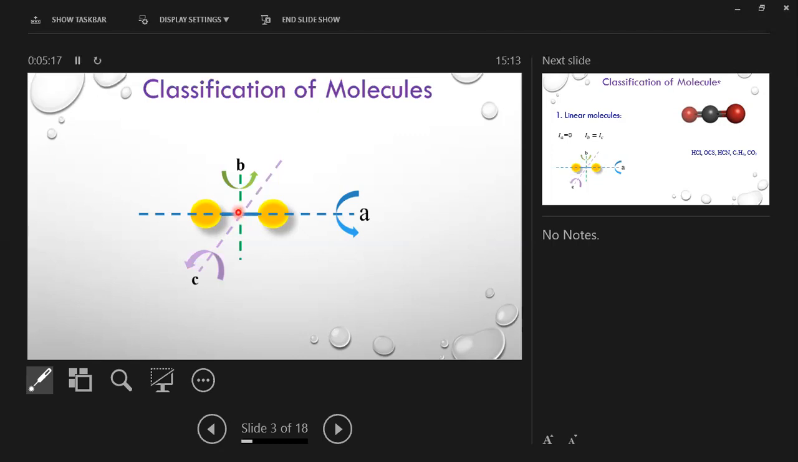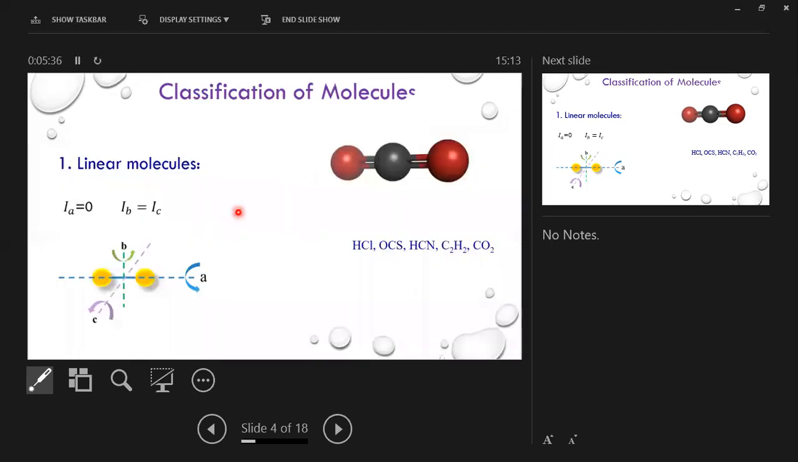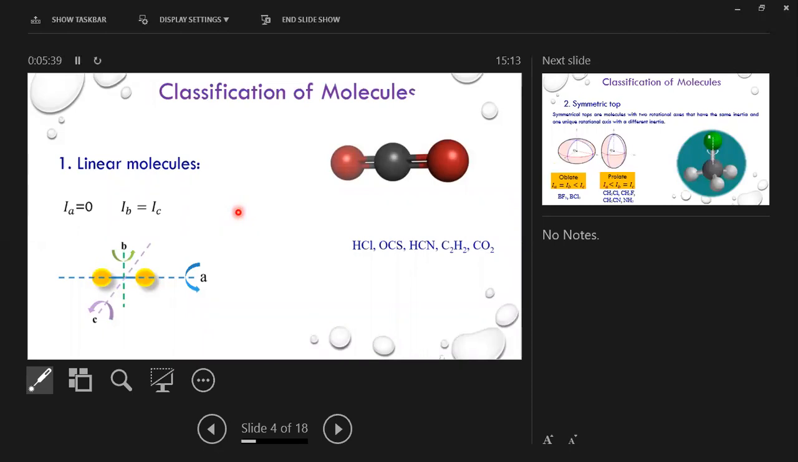Now these IA, IB, and IC, all three quantities may be equal, any two of them may be equal, or all of them may be unequal. Depending on that, and on the atomic arrangement, we have the following classification of molecules. The first one is the linear molecule. As the name suggests, and as you can see in the picture, linear molecules means the atoms of the molecule are arranged linearly. That means the bonds are basically linear.